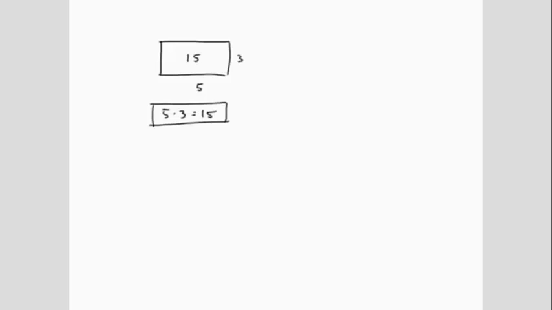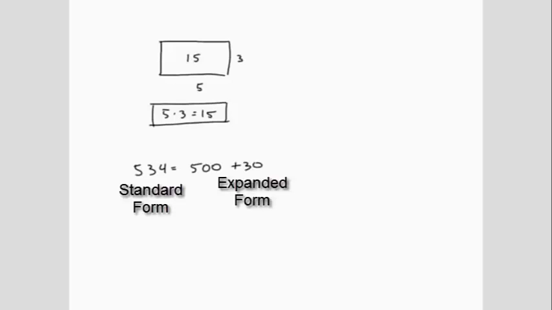The organizational trick that we will use is to break down numbers according to their place values. This is known as the expanded form of a number. For example, the number 534 can be written as 500 plus 30 plus 4.